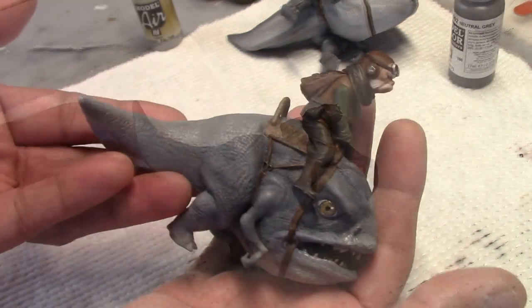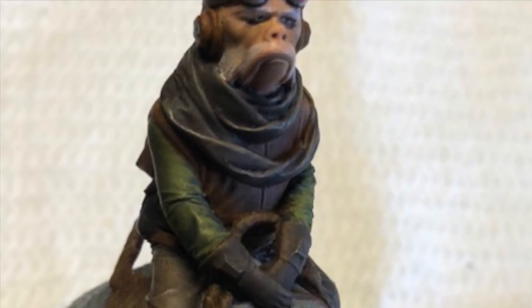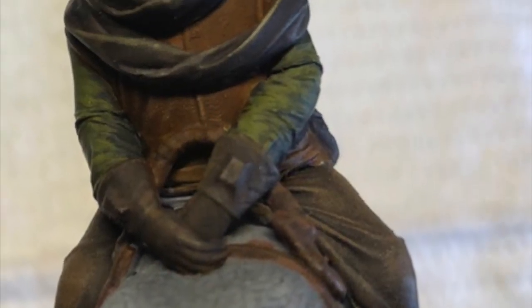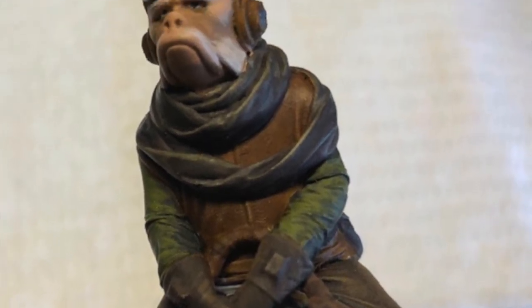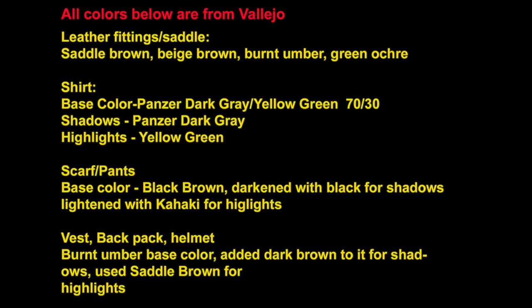This sculpt is so nicely detailed, it is very easy to bring out that skin texture by doing it this way. Now, as for Kuiil himself, very easy to paint. You've got a lot of folds on his shirt and his pants and clothes, so very easy to bring out the highlights as well as apply the shadows. And on this slide here are all the colors that I used.